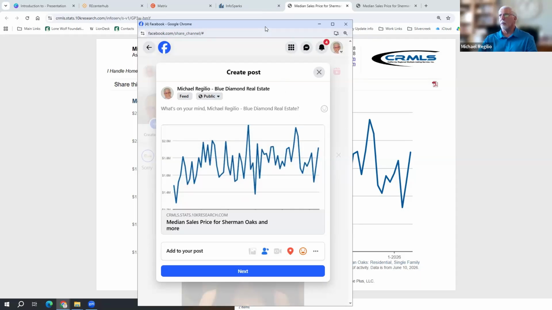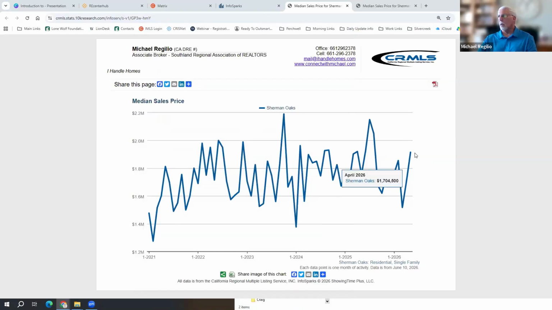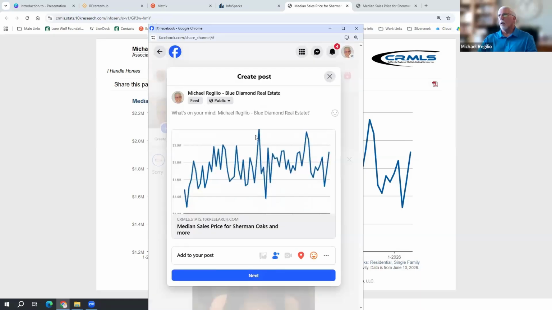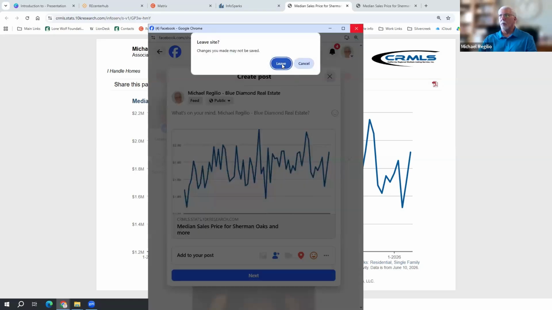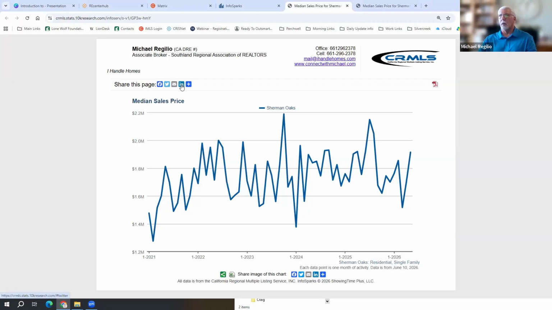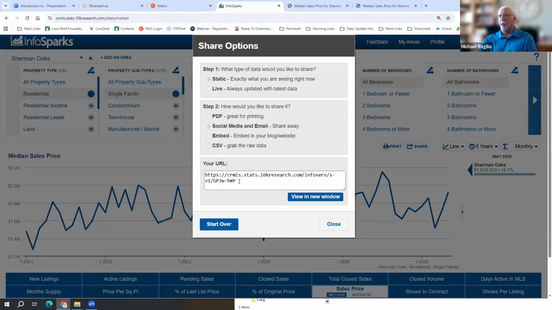The median sales price in May of 2026 was $1,915,000. Up, whatever. So you want to create that engagement, and then you can go ahead and post it. But you can post directly to your social media, to Twitter. Or you can go into your social media site and just paste this link into that, and it will link out to that chart.